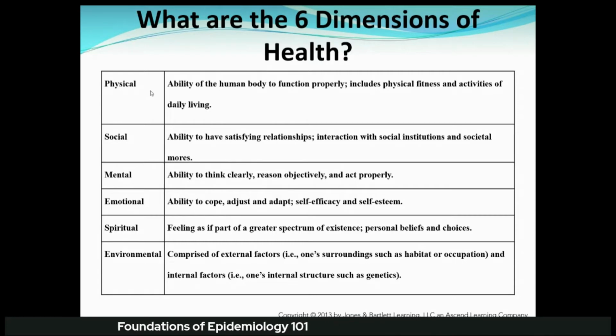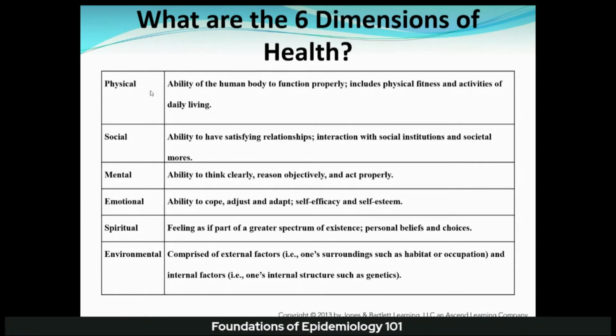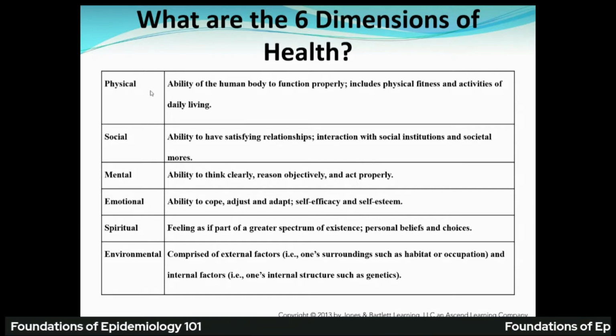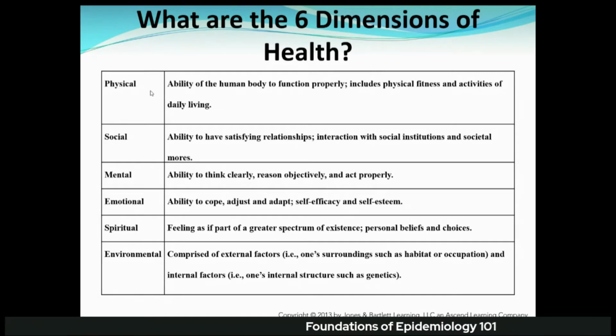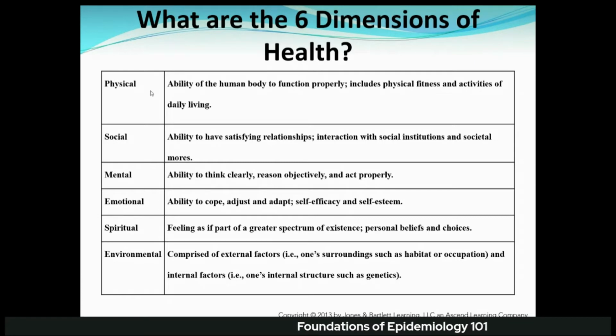When you look at the social, this is the ability to have satisfying relationships, in terms of interaction with social institutions and society and more. With respect to the mental, it's the ability to think clearly, reason objectively, and act properly when it comes to interactions with some of those social institutions and individuals within the society.